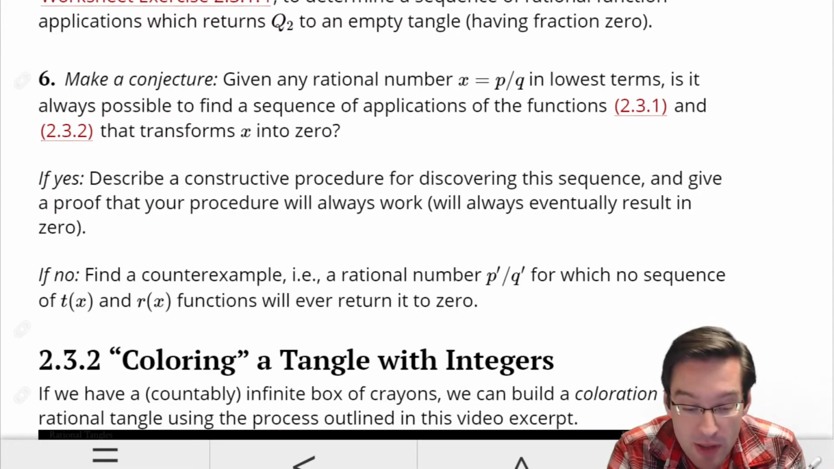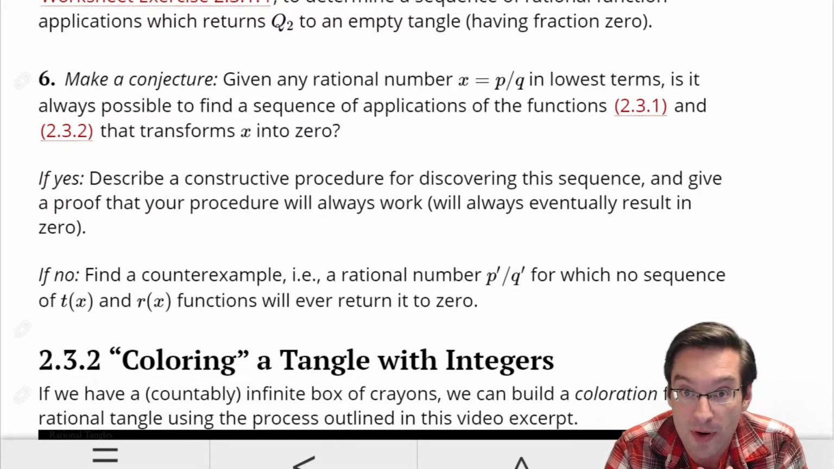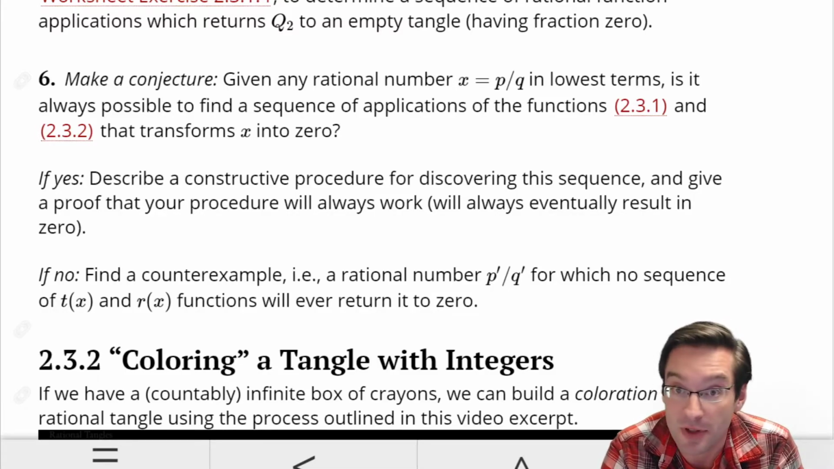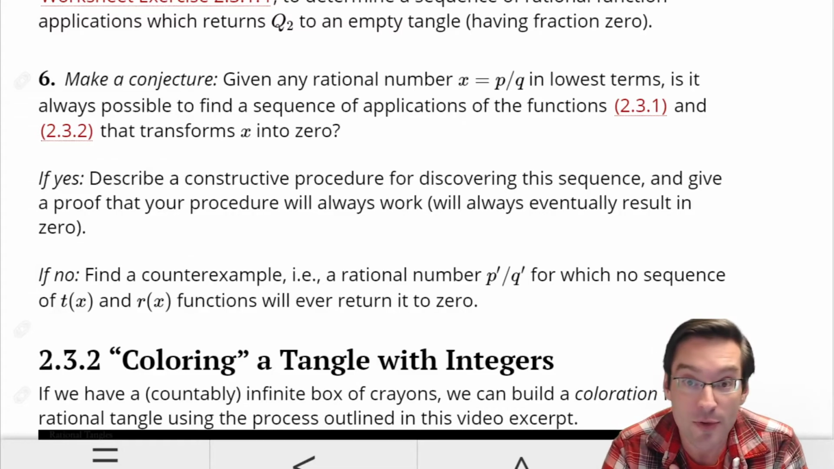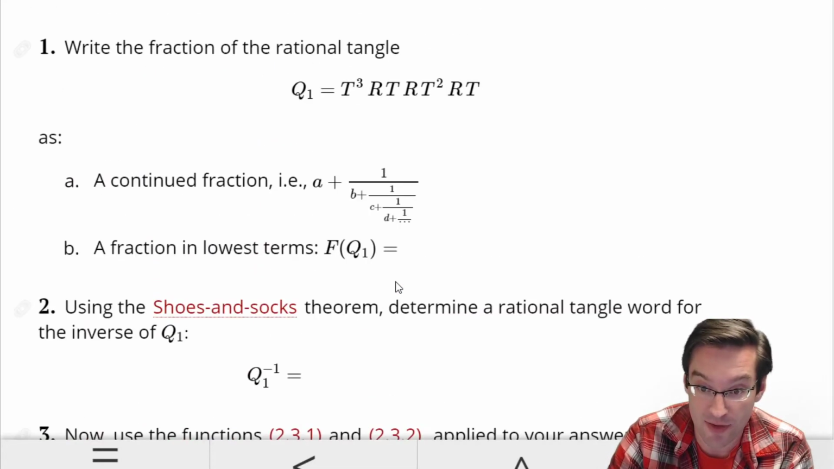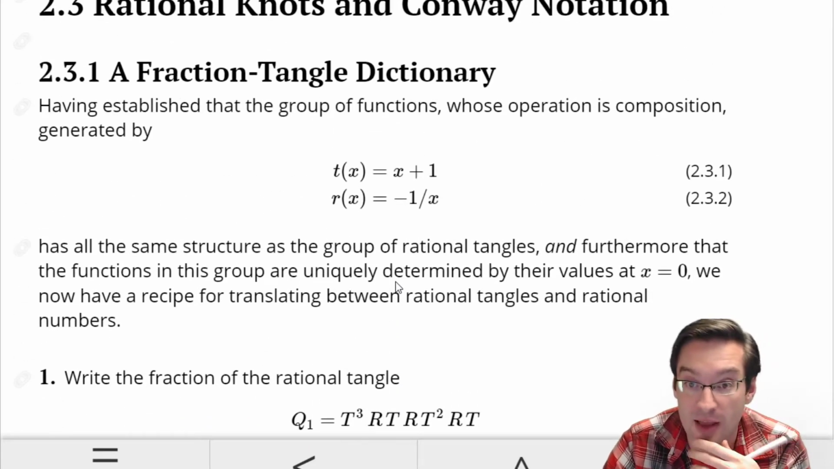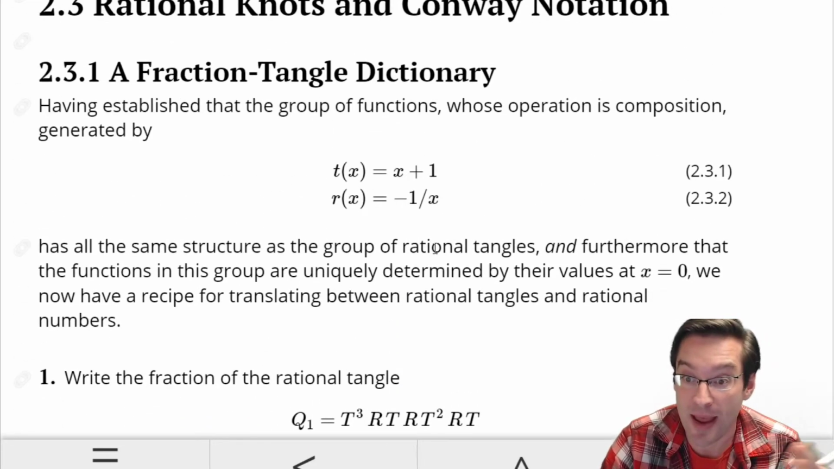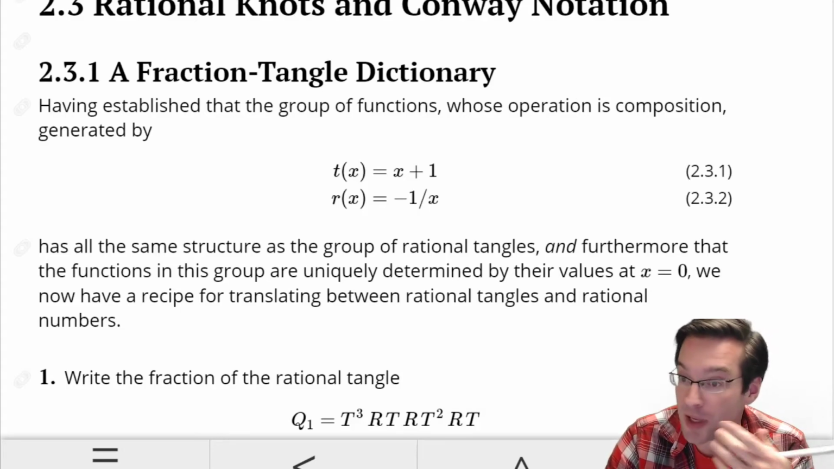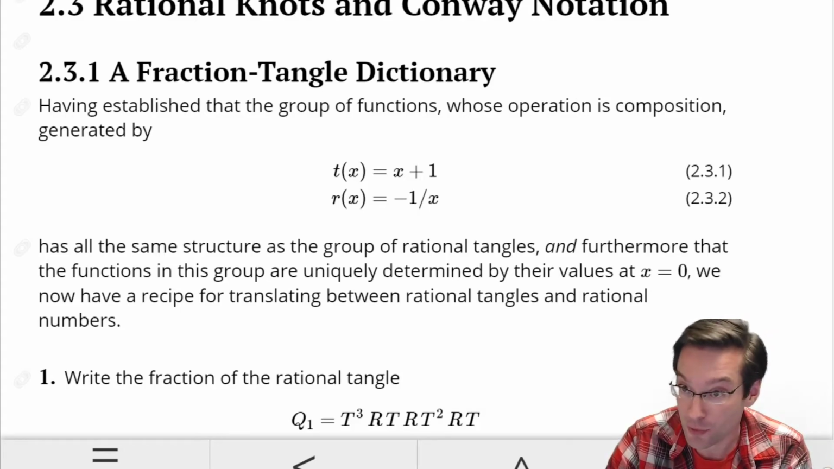So at this point, you're sort of feeling your way through the process of making a conjecture of whether or not, given any p over q, so you hand me a rational number, can I always find some sequence of applications of this t function and this r function? Again, it's the add 1 function and the opposite reciprocal function that gets me back to 0. And so you've been working on some strategies for that in your groups.